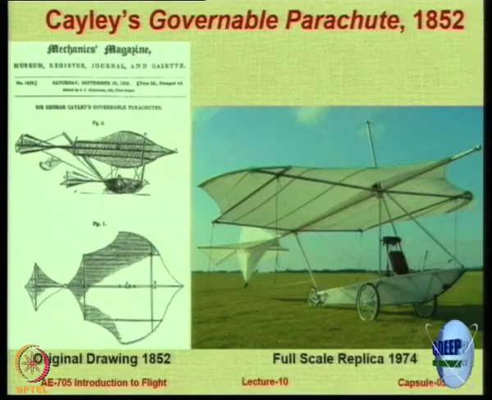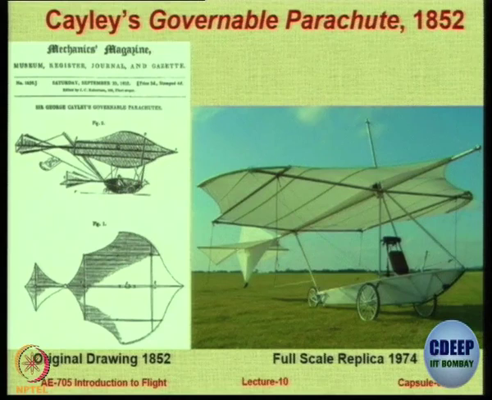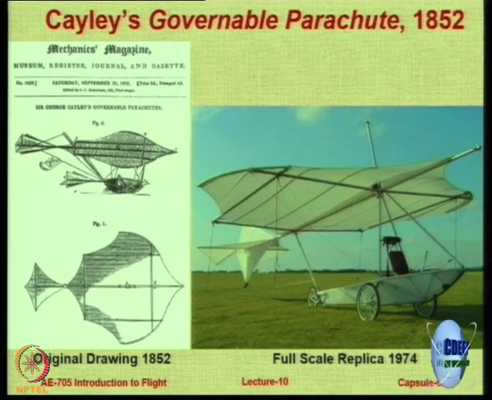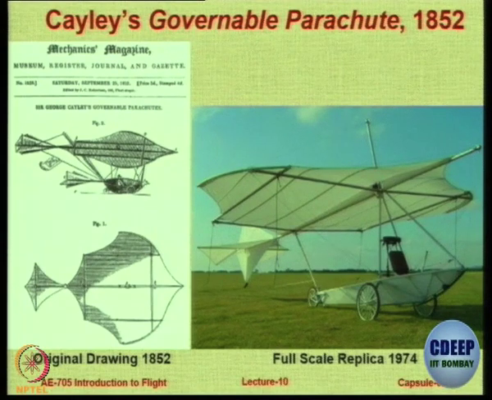But he knew that if I attain flight using children or small boys, people will not take it seriously. So then he designed something called a governable parachute. That is the name given by him. On your left you see a drawing of that particular aircraft in Mechanics magazine, and on the right we see a full scale replica which was built in approximately 1972-74, where the historical flight was reenacted by a very brave pilot.